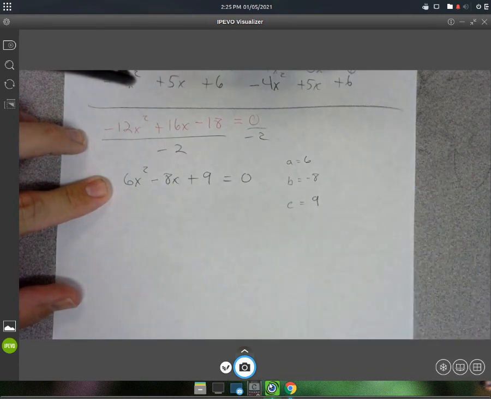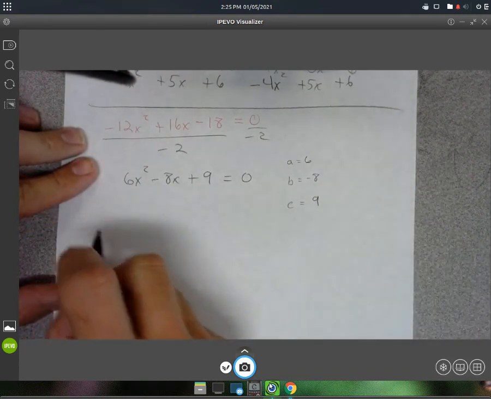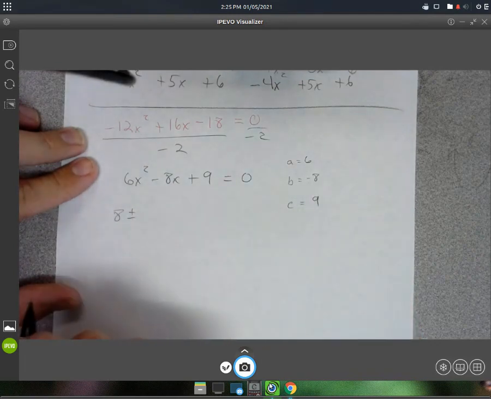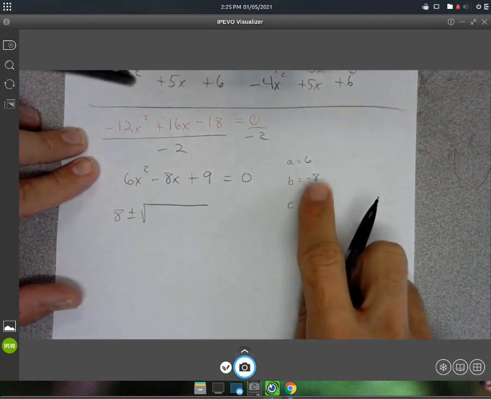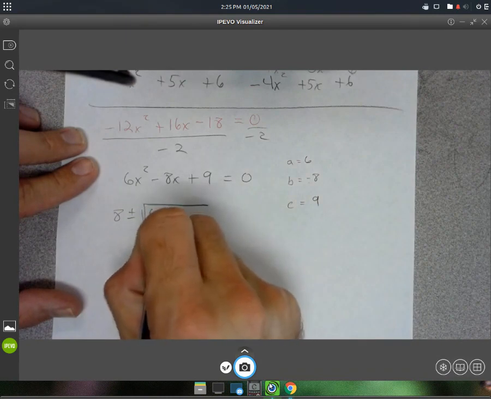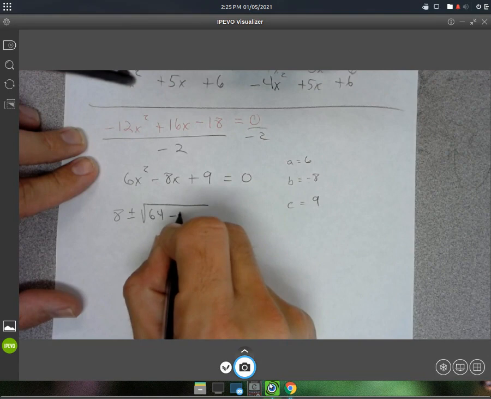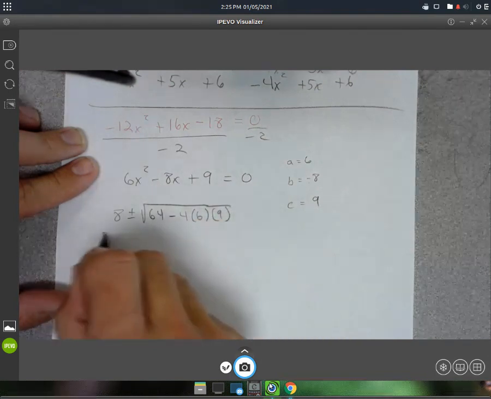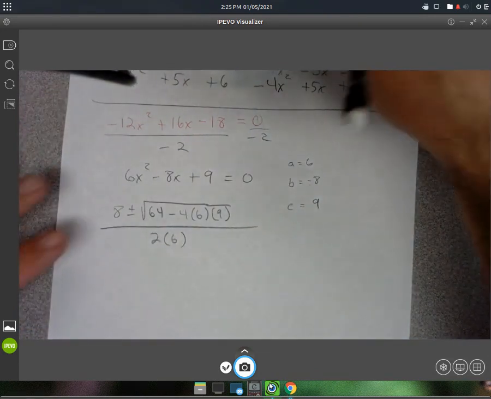So A, B, and C are labeled here for us. Let's go ahead and plug it in. So negative B is going to be positive 8 plus or minus square root of B squared. So B squared is going to be negative 8 times negative 8. So that's positive 64. It's always positive right there on that B squared. Minus 4 times A times C all over 2 times A.